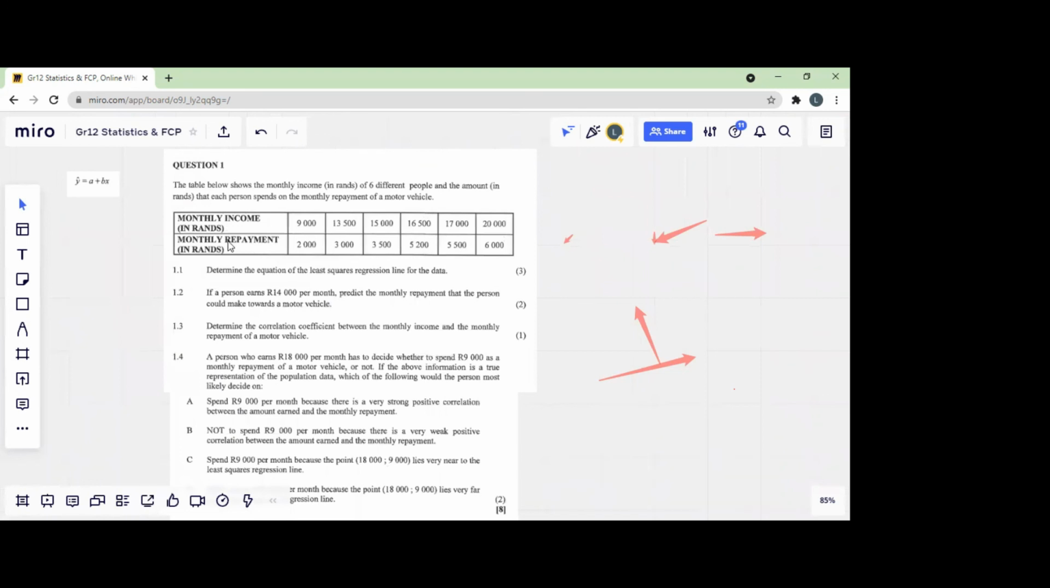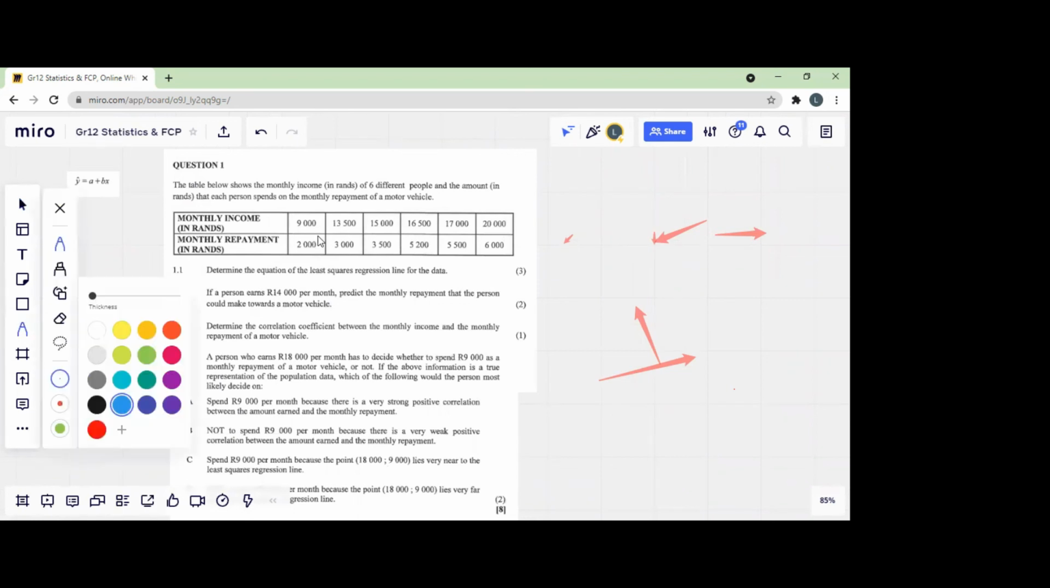The row at the top, Matrix, the monthly income, is always going to be your X, in case you were wondering. And the one at the bottom is always going to be your Y. This is always going to be the X, and this is always going to be the Y that you put into your table. They've given you the income in rands of 6 different people and the amount that they spend on repaying a vehicle.